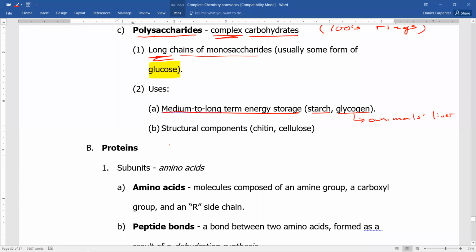These are also used for structural components. Structural components means they're used to build things, to give strength, like chitin in fungi and insect exoskeletons, and cellulose. Okay, so fungi and insects, and cellulose in plant cell walls.